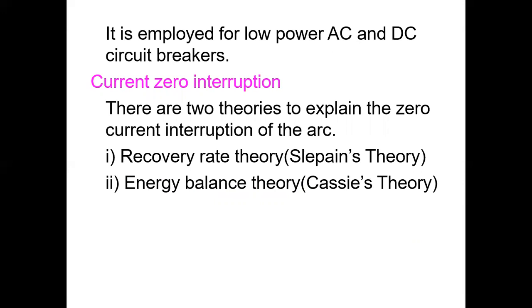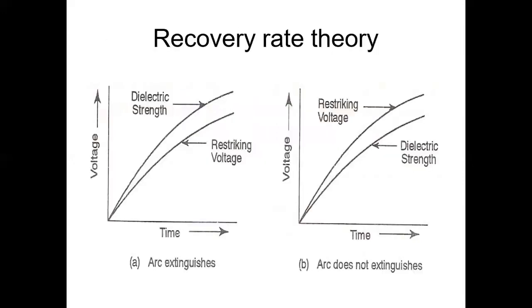Then current zero interruption. There are two theories to explain the zero current interruption of the arc. First one is the recovery rate theory, that is also called Slepian's theory, and second one is the energy balance theory, that is called Cassie's theory. These are the waveforms of the recovery rate theory, in which dielectric and recovery voltage waveforms are shown.